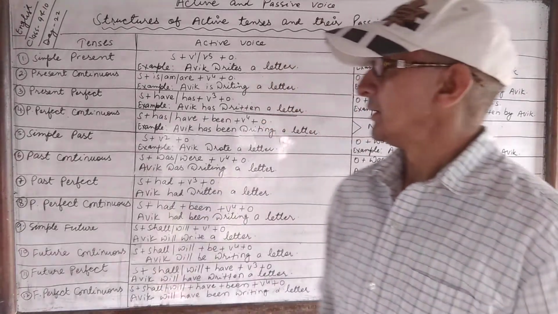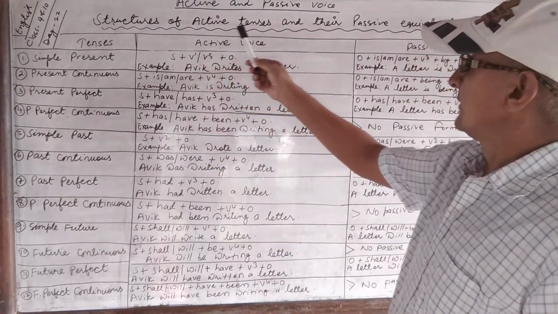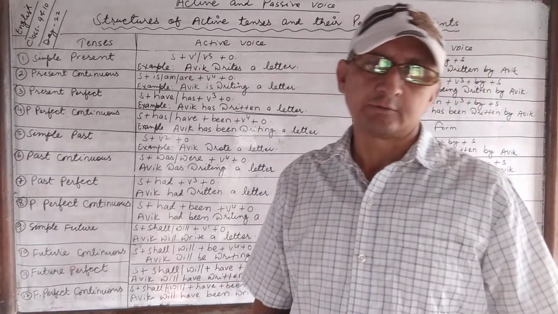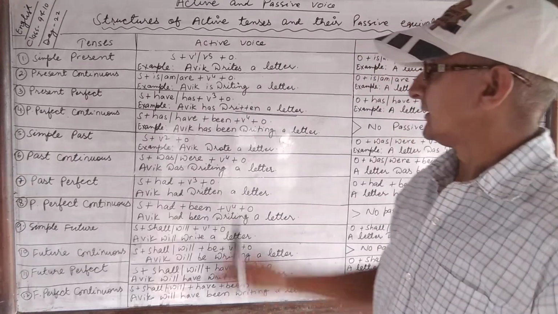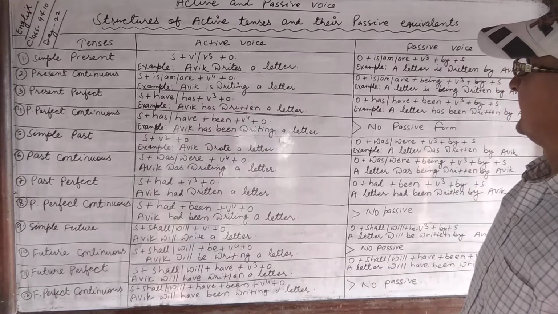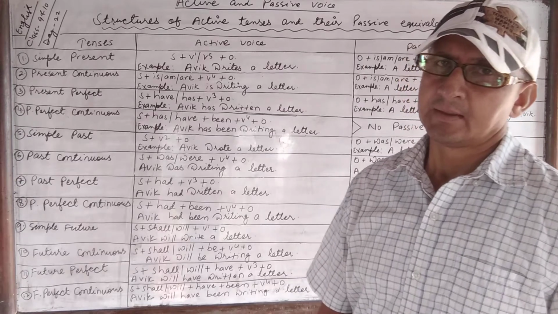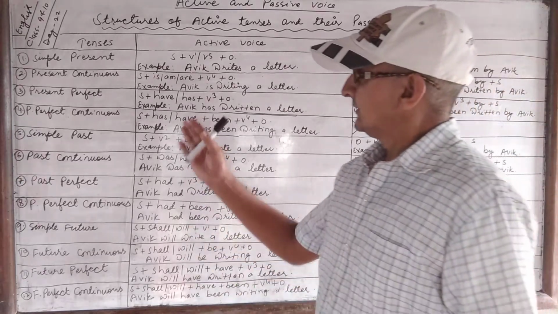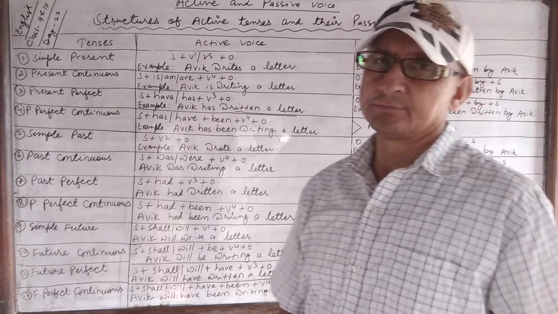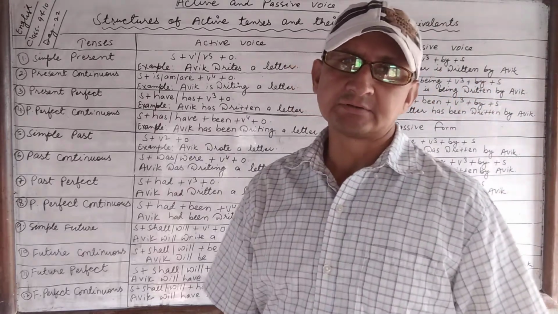In today's class we are going to learn about the structure of active tenses and their passive equivalents. In this table, you can see the structure of active tenses and their passive equivalents. Let's discuss the different structures of active tenses and their passive equivalents from this table.